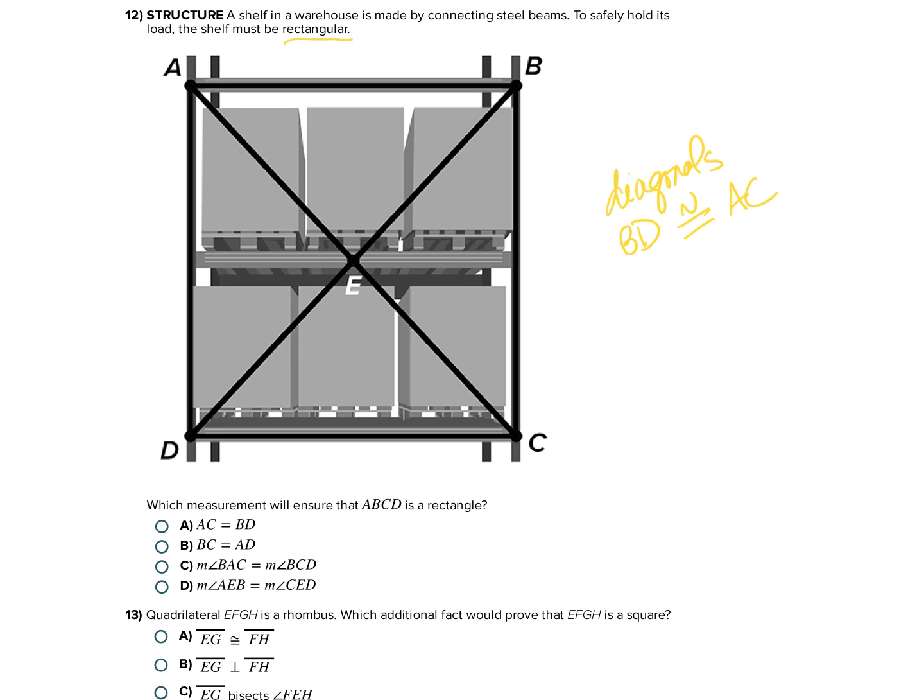So, there you go. It's BD and AC. Those diagonals are equal, it is a rectangle.